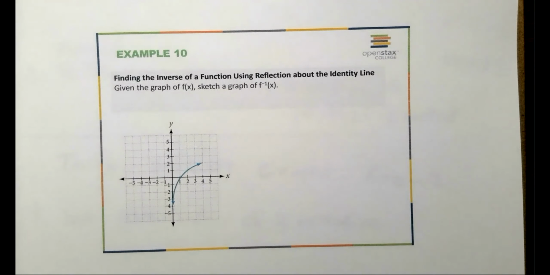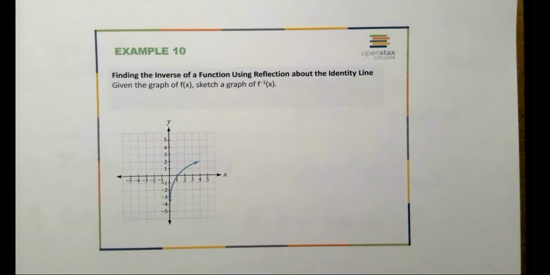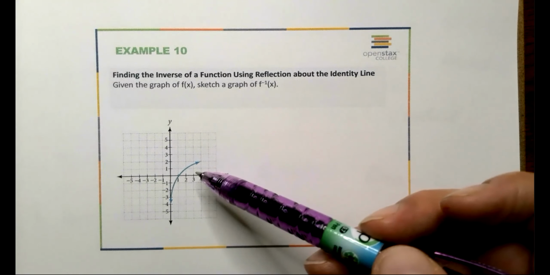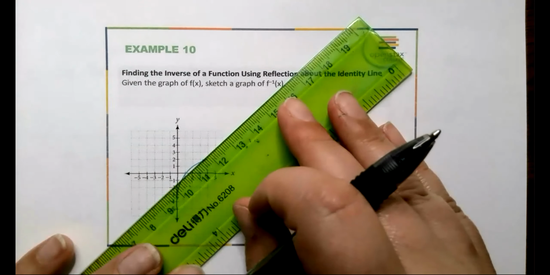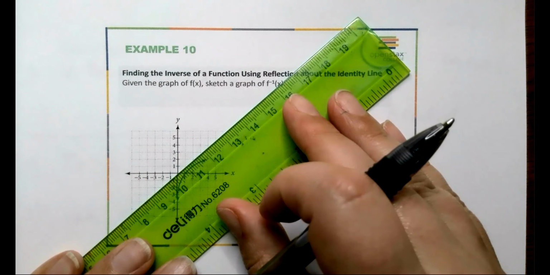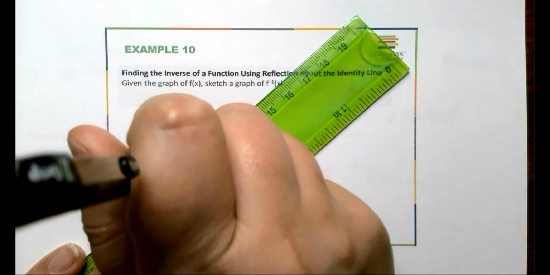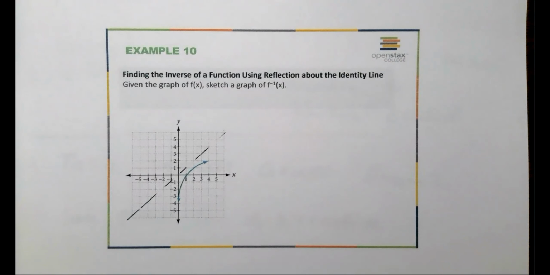Okay, so here's another one. It says find the inverse of a function using reflection about the identity line. Okay, so I don't have the formula for the function, right? So I have to use the graph only. Okay, so let's put the line to help me. I could also look at the points.